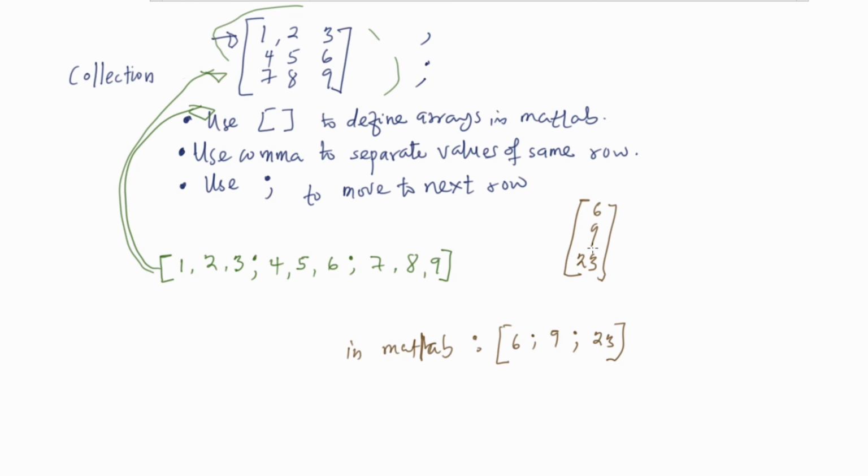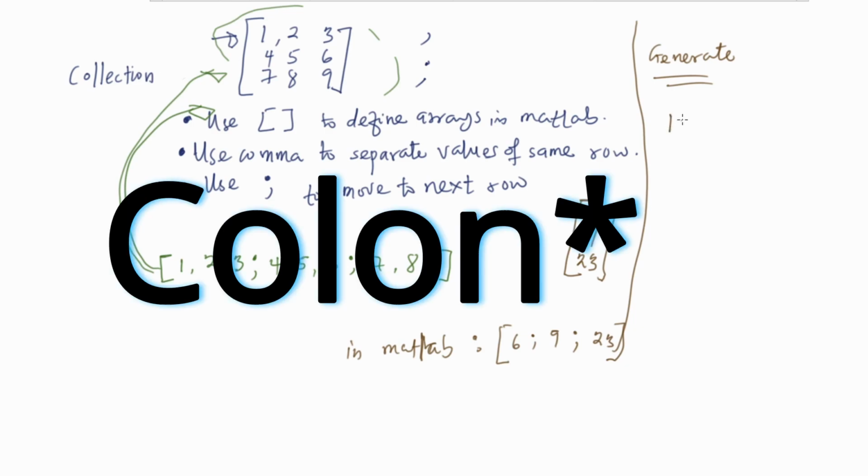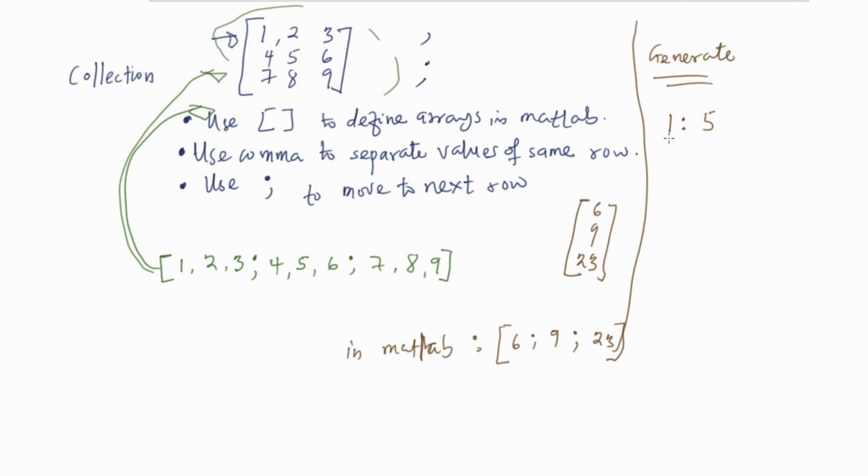One last thing is generating values. You use the semicolon to move to the next rows, but you use a colon to generate values. So you specify a range of values. So let's say I do 1, colon, 5. It generates all values between 1 and 5.